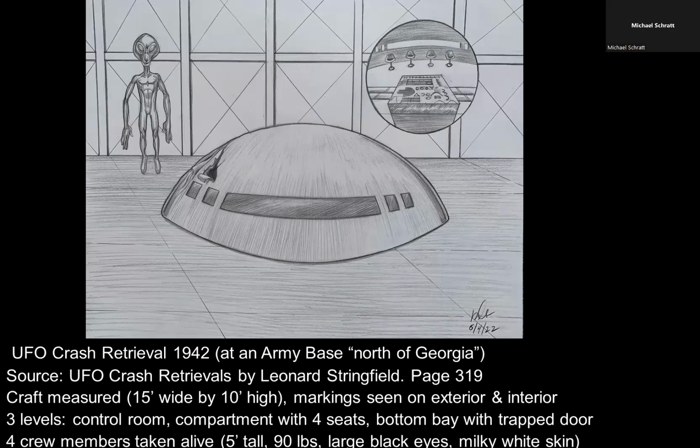There were 3 levels. The upper deck had a control panel console with buttons, switches, levers, dials, and what looked like display screens. Below that, there was an indented floor section with what looked like 4 bar stools. And on the bottom section, level 3, there was a bottom bay with a trap door. So those, in a nutshell, are the 3 levels of the craft.